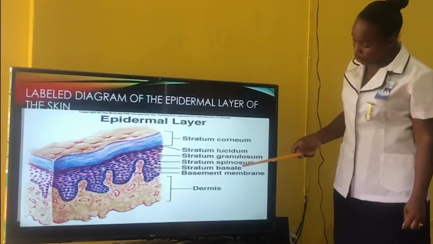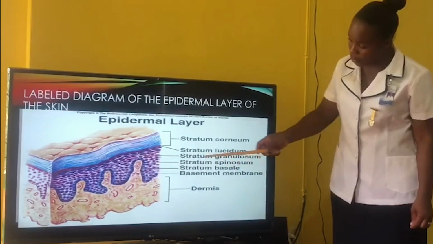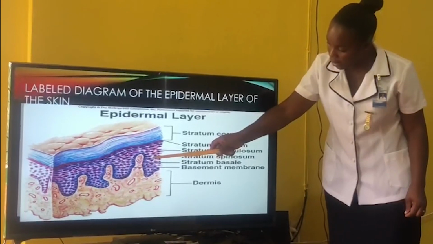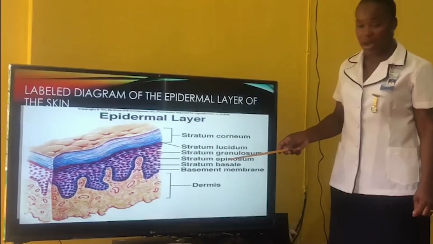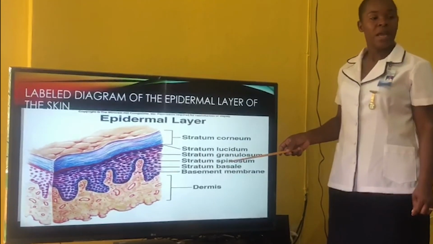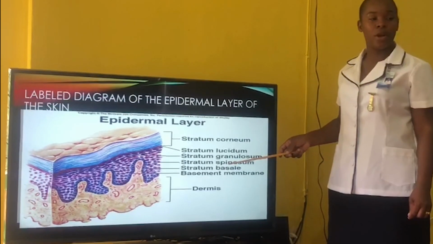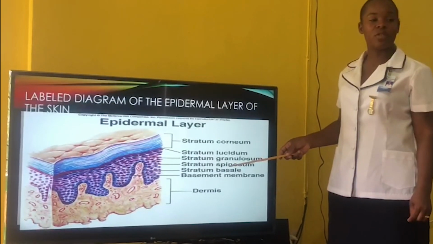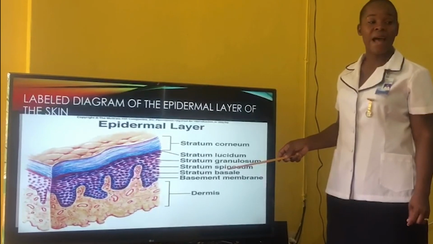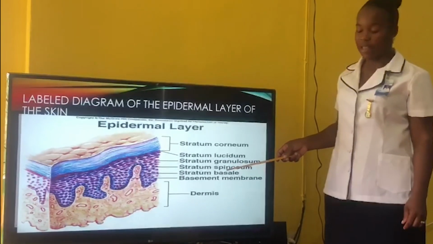Now the next section we'll be looking at is the stratum spinosum, and the stratum spinosum is this area right here. And the stratum spinosum is the thickest part of the epidermis. Its function is that it contains newly formed keratinocytes and Langerhans cells to fight infection.